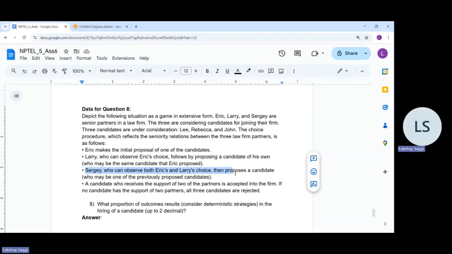So Eric has three choices to make, right? Lee, Rebecca, and John. Larry has three choices, Sergey has three choices. All three people have three choices each. So there are three times three times three, which is 27 possible outcomes overall of the kinds of proposals which can go through. It can be that Eric chooses Lee, Larry chooses Lee, Sergey chooses Lee. This is one outcome. Another outcome is Eric chooses Rebecca, Larry chooses Rebecca, and Sergey chooses Rebecca, or something like that.